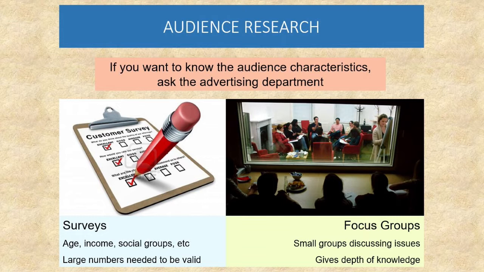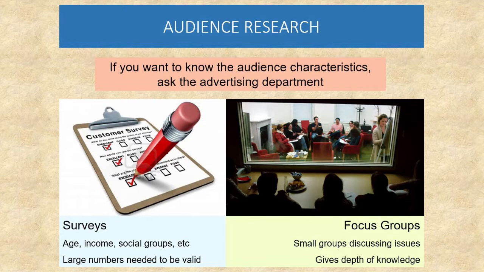As I hinted at before, if you want to know audience characteristics, the people to really ask are the advertising department, because they invest huge amounts of time, money, resources in trying to understand who the people are that consume their product. And the way they do it is in two ways. One is surveys, where literally they ask people about age, their income, their social groups, their likes, their leisure time, etc., etc. Key point about surveys, and I'll touch on this a little bit more in a moment, is that you need large numbers to be valid.